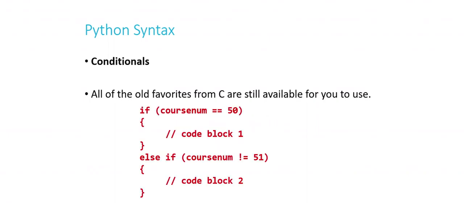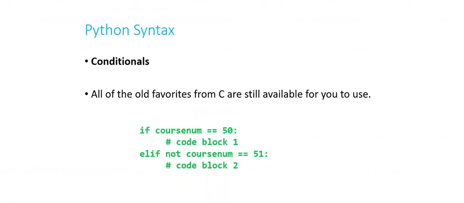This one is a little bit different, though. So if course number equals 50, we do one thing. Else, if course number is not equal to 51, we do something else. In Python, we don't have else if. We have elif, not else if. But otherwise, it's going to behave exactly the same. So just, again, trying to cut a couple of characters out of what we have to type. And again, instead of using course num not equal to 51, we can do elif not course num equals 51.